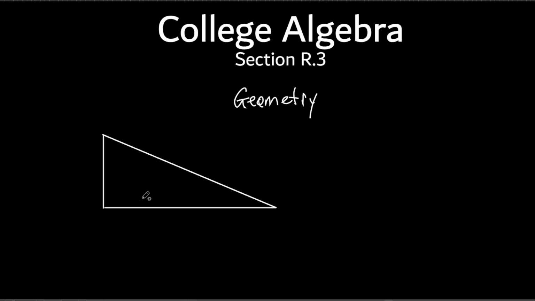But if you see a picture like this, can I just assume that that's a right triangle? I cannot. What do I need to be able to say for sure it's a right triangle? I need that little box right there that shows it's 90 degrees.